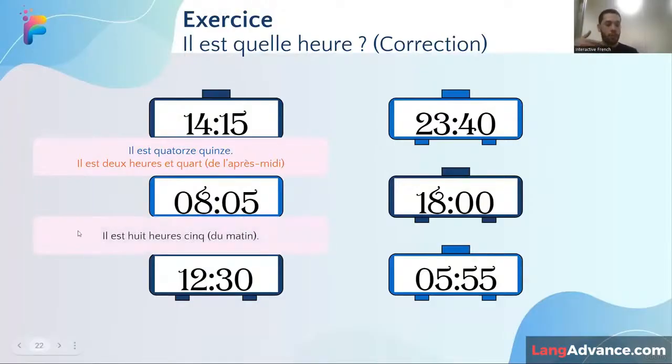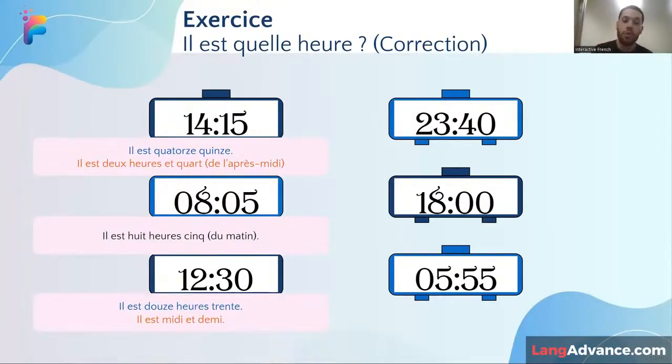Now for the next one, we can say il est 8h05 du matin, right? It's in the morning. Il est 8h05 du matin. We can also say il est 12h30, or il est midi et demi, right? You have, again, flexibility here. You can say whatever you feel most comfortable with. Personally, I like to say the numbers that I see, all right? But yeah, whatever you prefer.